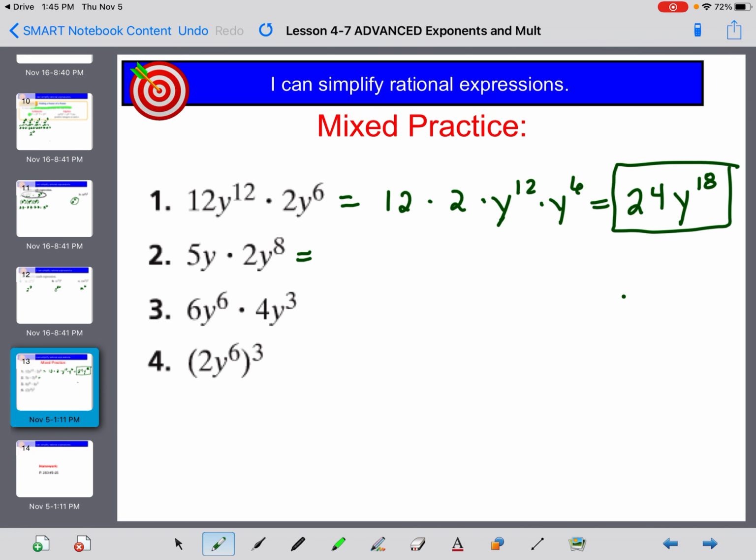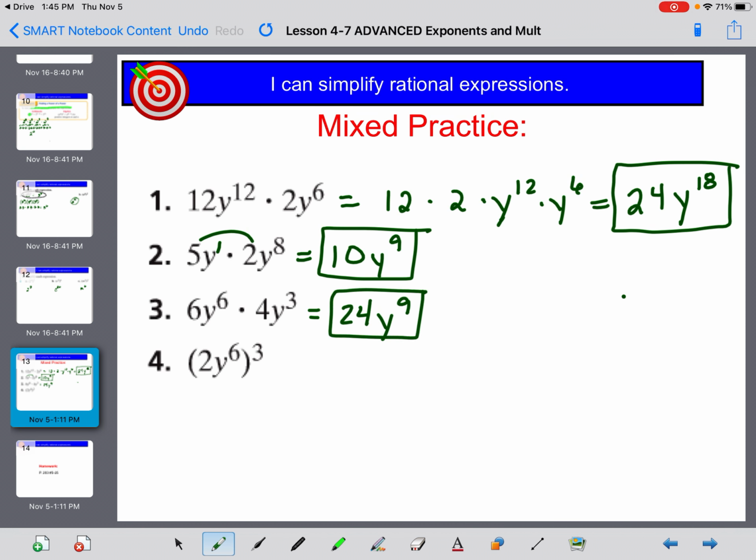The next one, I'm doing the same thing. This time I'm not going to show all of that work. 5 times 2 is 10. This is y to the first times y to the 8th, so y to the 9th. Number 3. 6 times 4 is 24. y to the 6th times y to the 3rd is y to the 9th. And then I'm finished simplifying.